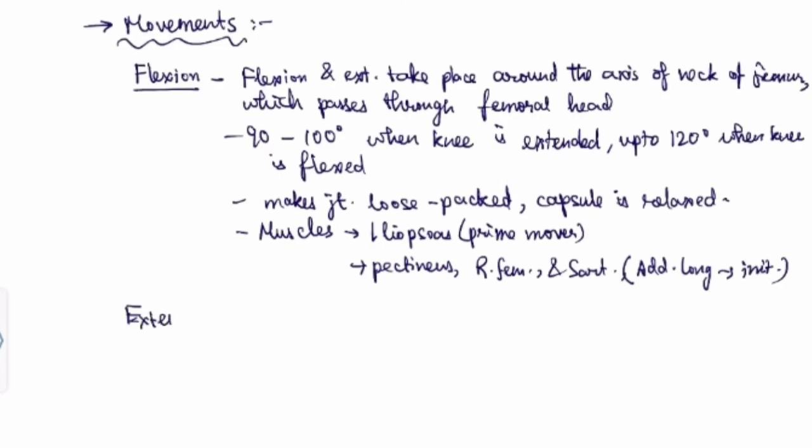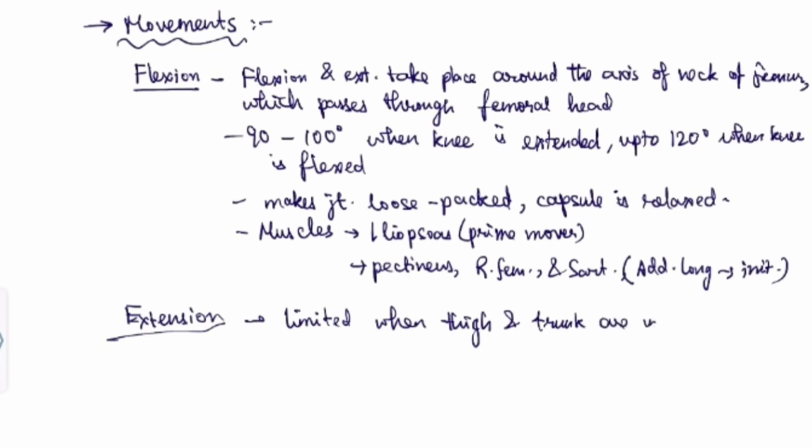Let's go to extension. See, if it's a joint, you have to write so many details. Okay, I know it's a bit irritating, but then you have to write these details. This extension is limited when the thigh and trunk are in a vertical line.